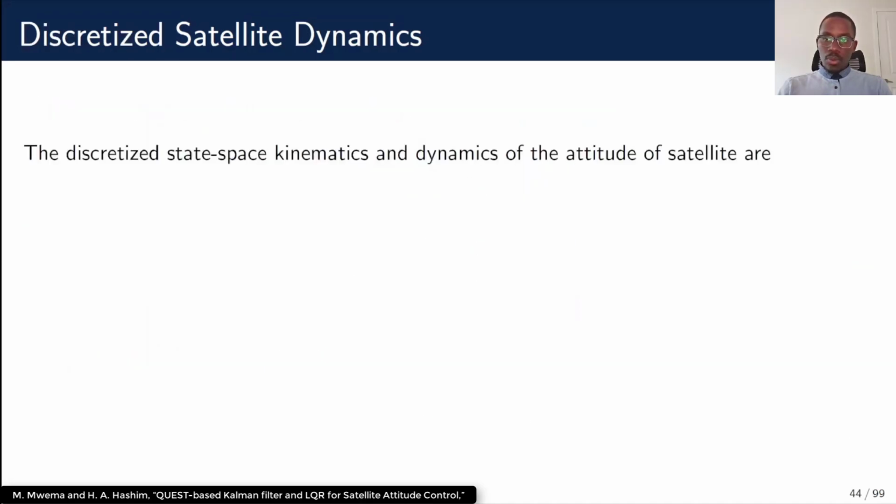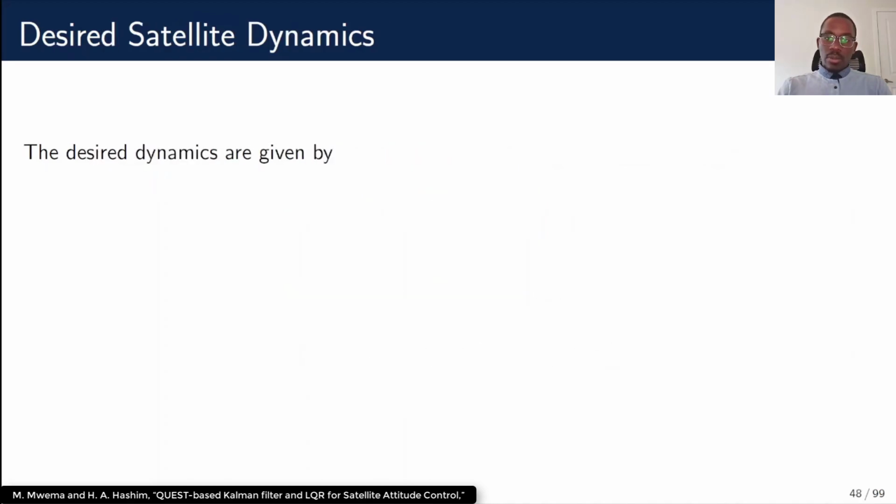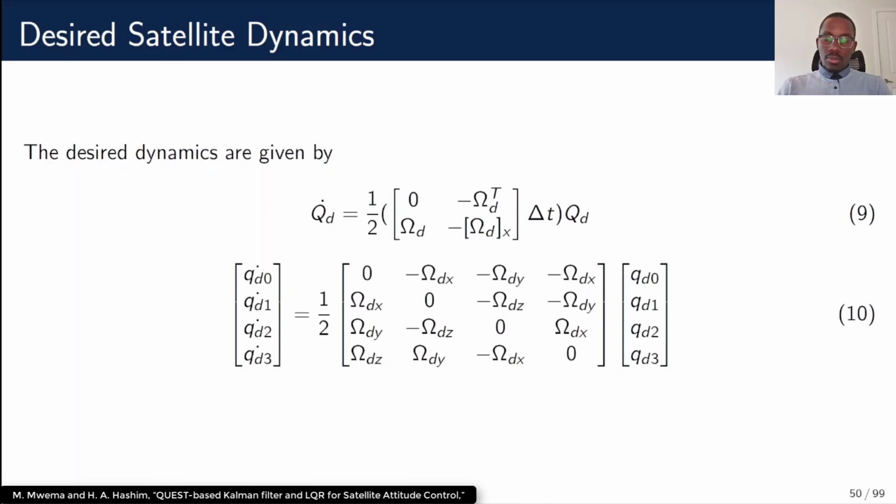In order to program this, the satellite dynamics need to be discretized, and the discretized state space kinematics and dynamics of the attitude of satellites are shown in the following equations. The desired dynamics are also given by the following equations.